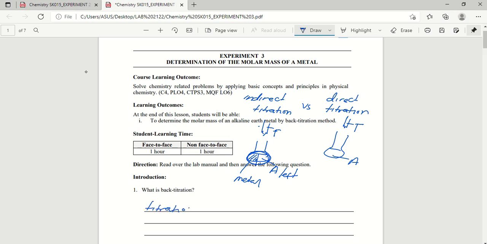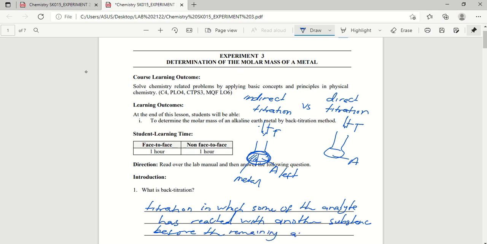titration in which some of the analyte has reacted with another substance before the remaining analyte reacts with the titrant.